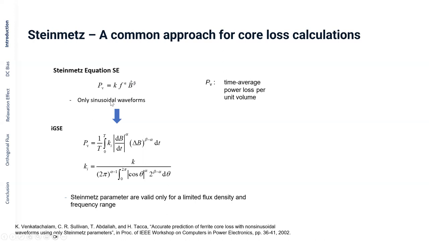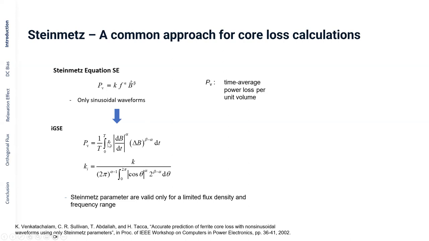Now, this equation has been improved in certain steps, and at some point, kind of a standard appeared. It is called the improved generalized Steinmetz equation. It looks quite complicated, forget about the parameters, but the core idea is that the losses are not really a function of the frequency, but a function of dB/dt, so how fast you ramp up or down the flux density, as well as delta B, which is the same as here.